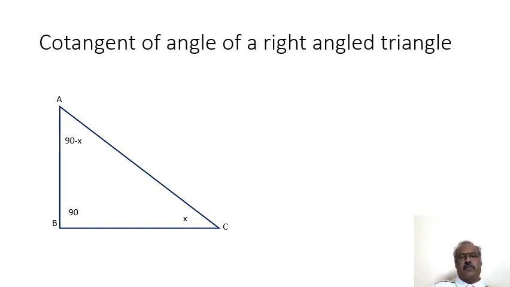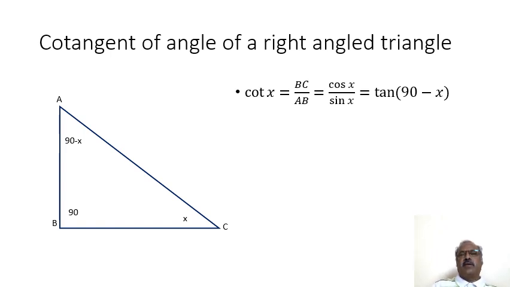The last ratio that we are going to consider is cotangent of angle of a right angle triangle. So cotangent, also short form denoted as cot of x, equals BC upon AB, that is the adjacent side upon opposite side. It's exactly the opposite ratio of tangent. So 1 upon tan of x will be cot of x, which is equal to cos of x upon sine of x, which is tangent of 90 minus x.